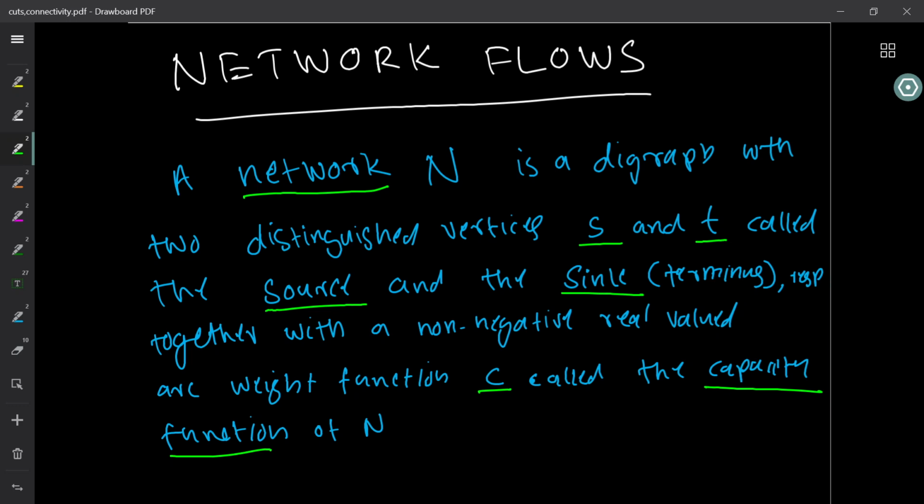So again, what is the network? It's basically a digraph with two distinguished vertices, S and T. S is called the source, T is called the terminus or sink, together with a non-negative real valued weight function. It's called the capacity function, denoted by C. So we have basically an arc weighted diagram with two distinguished vertices, where things go out of the first vertex to other places, and the last vertex receives the material that is sent from the source.